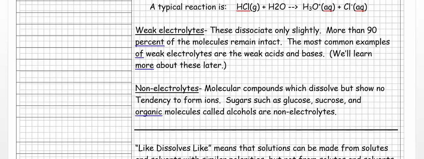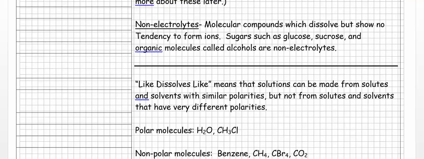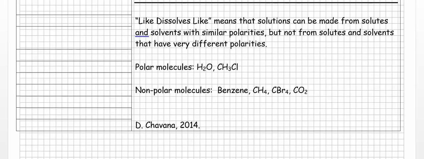But finally, the non-electrolytes. These are molecular compounds, covalently bonded compounds in other words, which dissolve but show no tendency to form ions. Sugars such as glucose, sucrose, and organic molecules called alcohols are non-electrolytes. If you dissolve sugar in water, it will dissolve, but it will not dissociate. So it's a non-electrolyte.